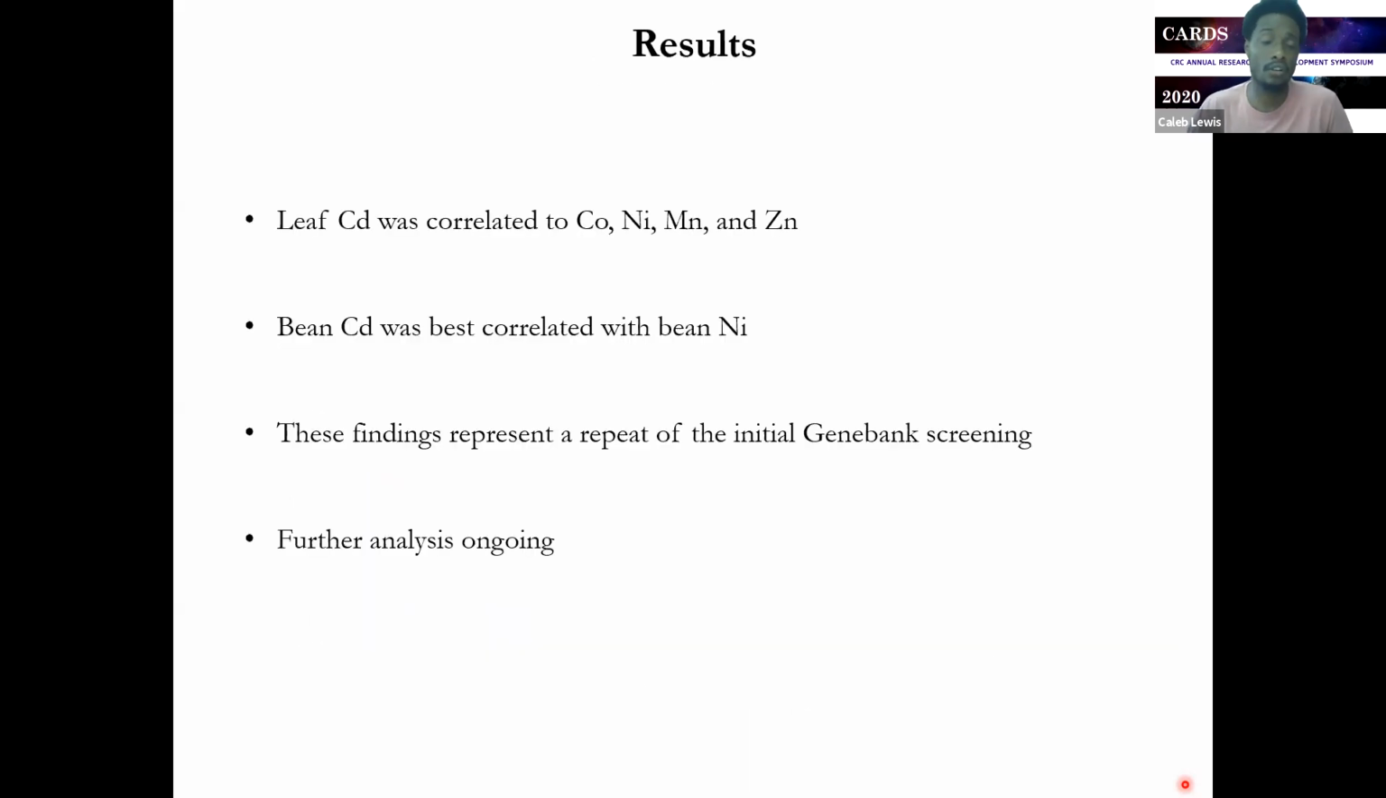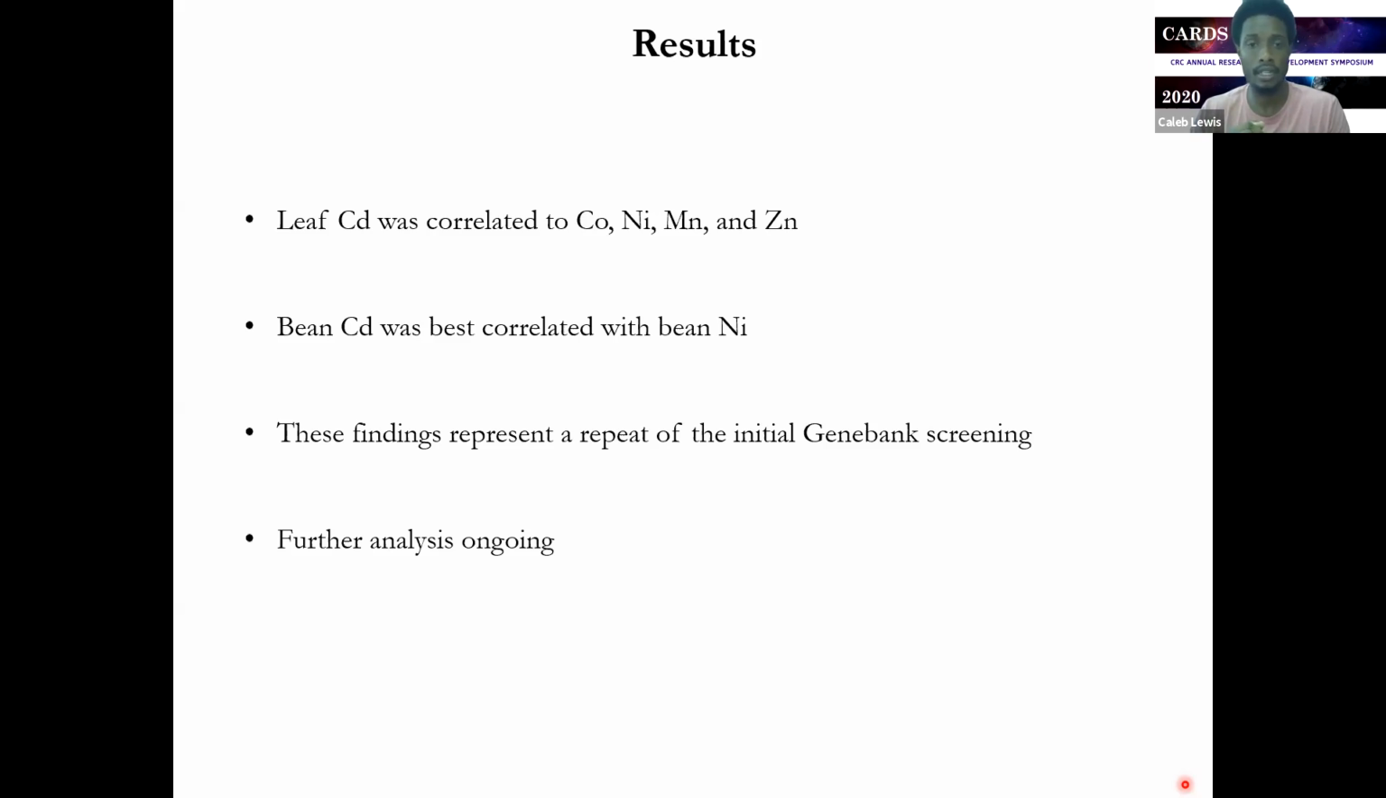We also correlated cadmium with other metals that we analyzed in this study, and we found that leaf cadmium was correlated to cobalt, nickel, manganese, and zinc, whereas bean cadmium was best correlated with bean nickel. These findings represent a repeat of the initial gene bank screening, where we found that leaf cadmium was correlated to nickel, manganese, and zinc. We did not find the leaf cadmium correlation with leaf cobalt, but that was because we did not analyze cobalt in the initial study. Bean cadmium was also correlated with bean nickel in the previous study.